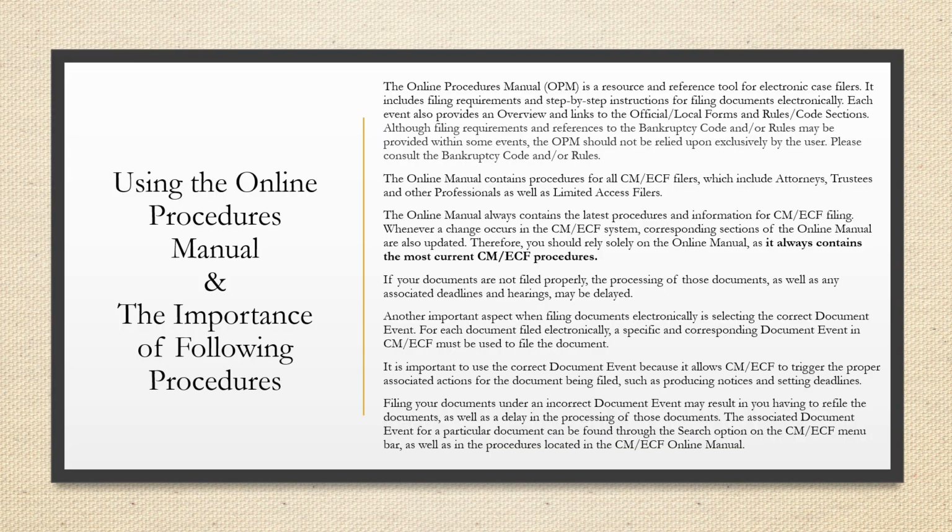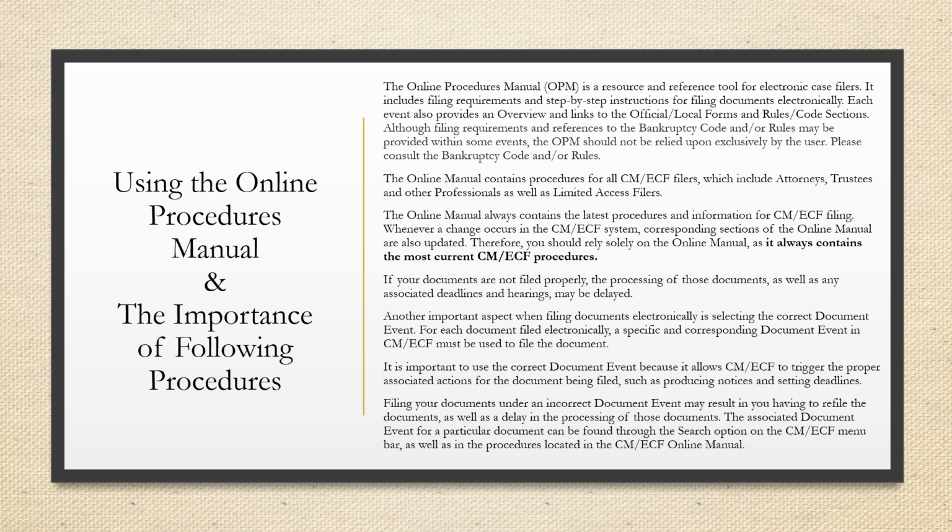The Online Procedures Manual is a resource and reference tool for electronic case filers. It includes filing requirements and step-by-step instructions for filing documents electronically. Each event also provides an overview and links to the official and local forms and the rules and code sections. Although filing requirements and references to the bankruptcy code and/or rules may be provided within some events, the OPM should not be relied upon exclusively by the user. Please consult the bankruptcy code and/or rules.